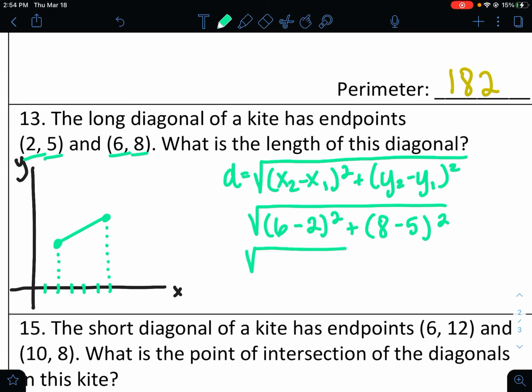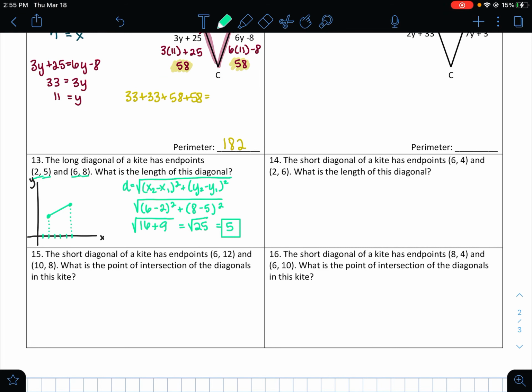All right, I'm just going to do it over here. Let's see, 6 minus 2 is 4. 4 squared is 16. 8 minus 5 is 3. 3 squared is 9. I made that square root a lot too big. Okay, and I believe that's 25 when you add it up, so that's just going to be 5. Okay, so the length of this diagonal is 5. Alright. So if you look at number 14, it's the same thing. It's just asking you how long is the segment. It's worded fancy. That's all it's asking you for.